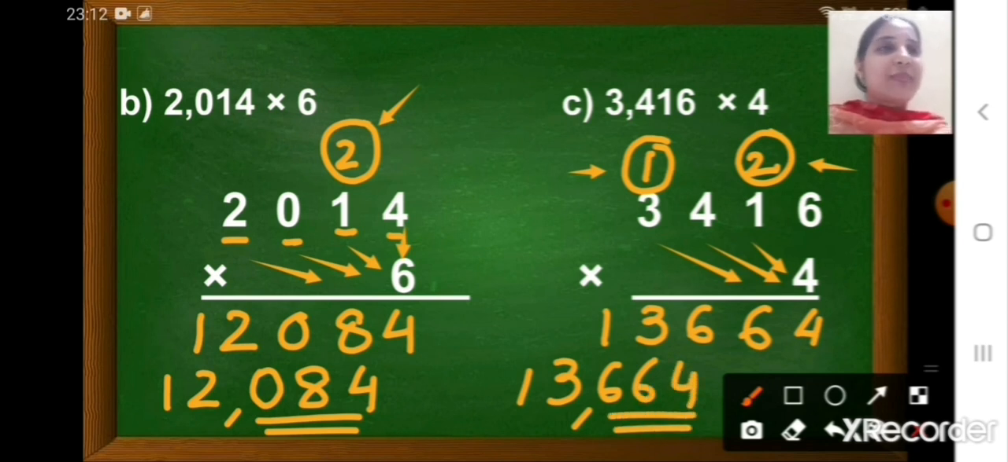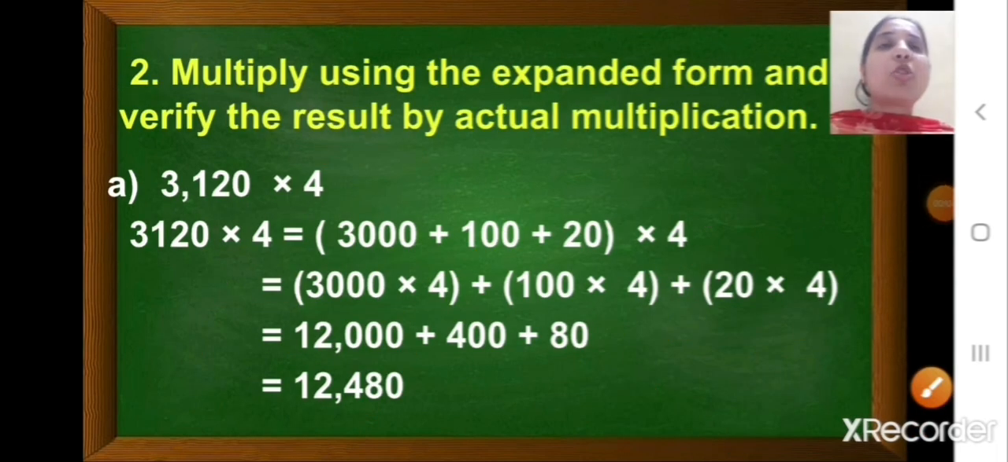Got it? Okay. Now, children, let's see question number 2. Multiply using the expanded form and verify the result by actual multiplication. So children, multiply using expanded form. Whenever this type of question is given, first we write the expanded form of the multiplicand. So what is the multiplicand here?